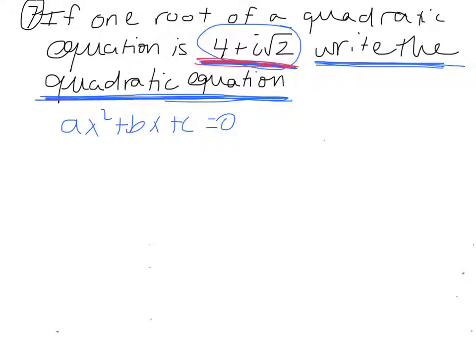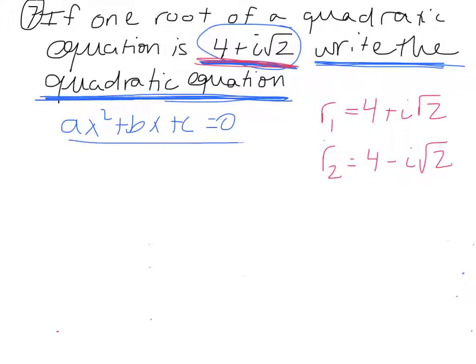And when you are given one root, and that root is a complex number, you should know that the other root is the conjugate of that complex number. So root 2 is going to be 4 minus i radical 2. So this is the question, write this equation, and this is what we are given.